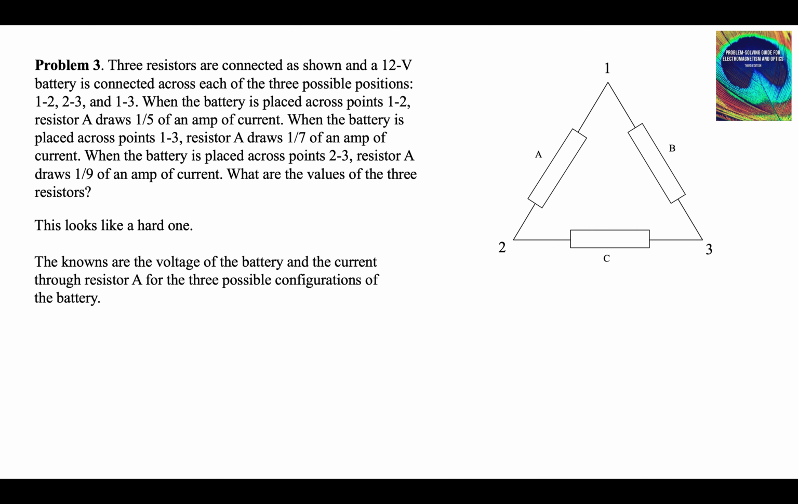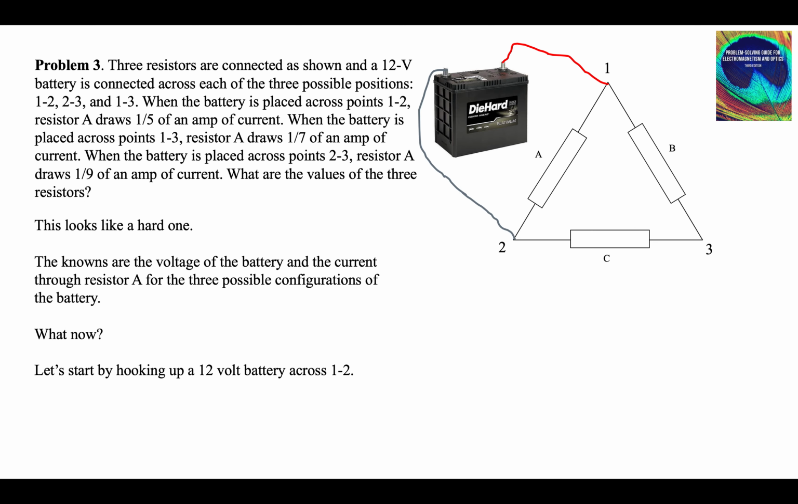We got the voltage of the battery is 12 volts, and we know the current through resistor A for each of the 3 possible configurations. What do we do now? Well, let's put the battery there and start calculating. We'll put a battery across 1, 2. There it is.